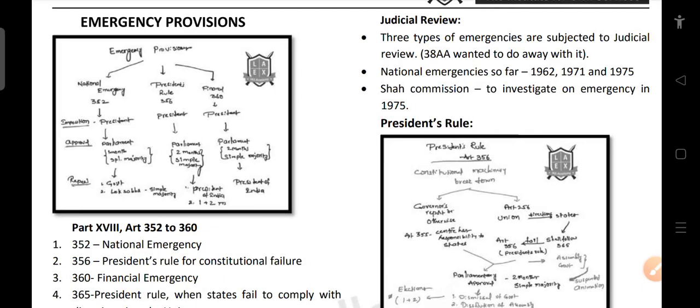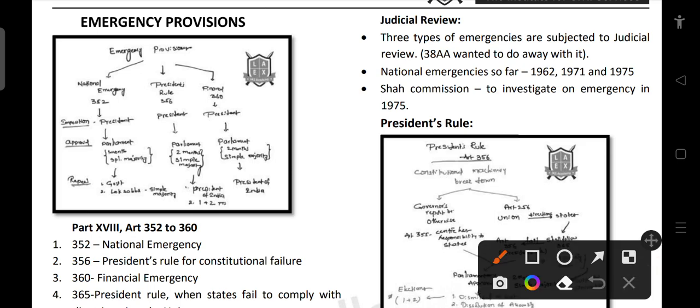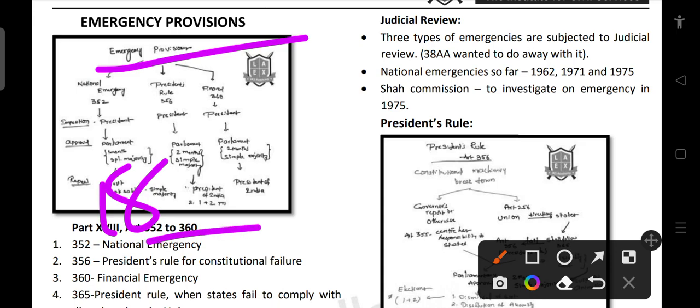Hey guys, in our polity static series, we'll deal with the emergency provision topic of our polity. So, emergency provisions are contained in Part 18 and it has Articles 352 to 360. It talks about emergency provisions.